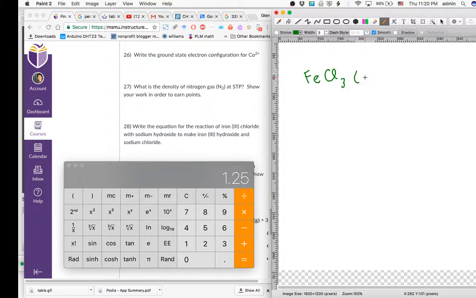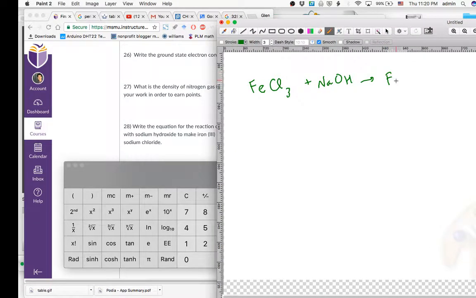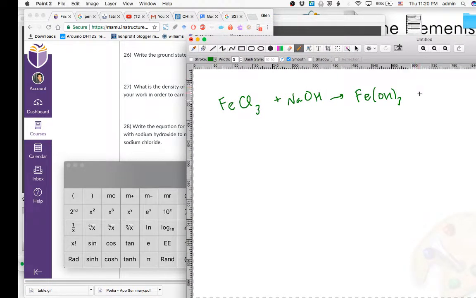So to write this equation, this is iron 3 chloride. Now, if it's going to react with sodium hydroxide, the problem doesn't say who is solid and who is aqueous, or if you have solutions or what here. So it's best to just leave out the states of matter if the problem doesn't specify any of the reactants' states of matter. Sodium hydroxide, and makes iron 3 hydroxide. And sodium chloride.